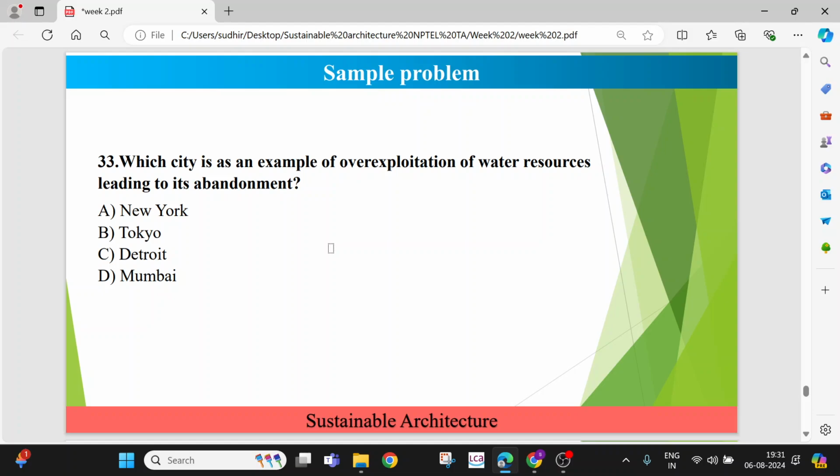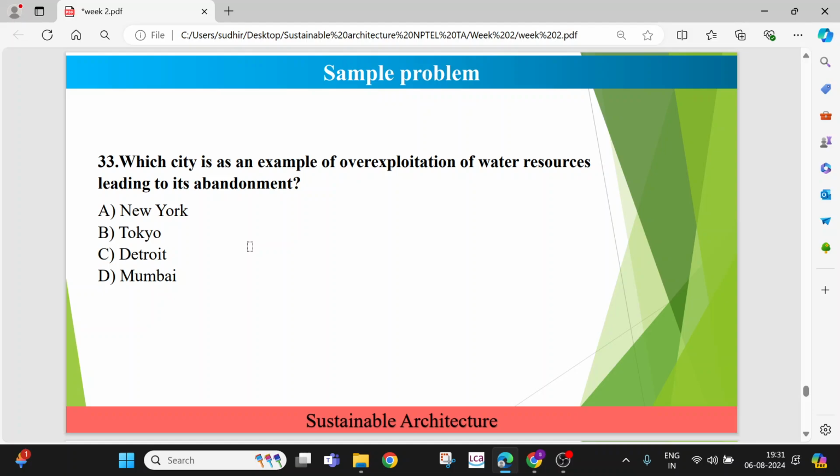But you knew that Detroit was the place where water was abundant, due to the over-exploitation of the water resources. All of you, three, three, six answers I have received. So can we move to the next question? Yes, sir. Okay.